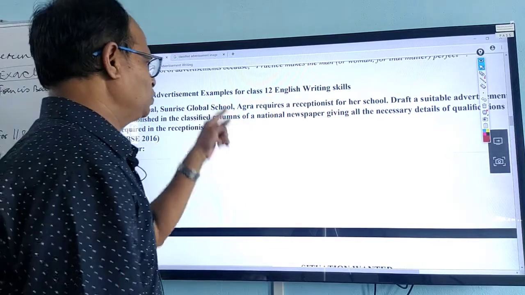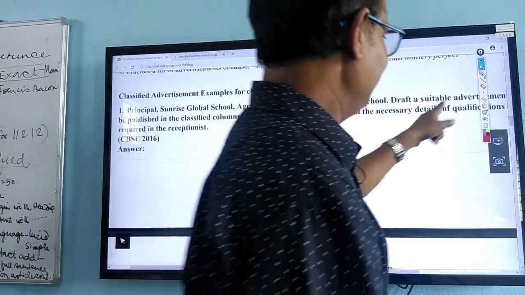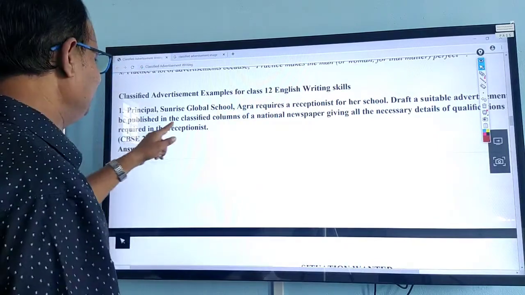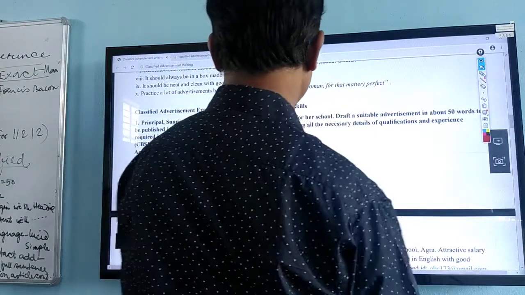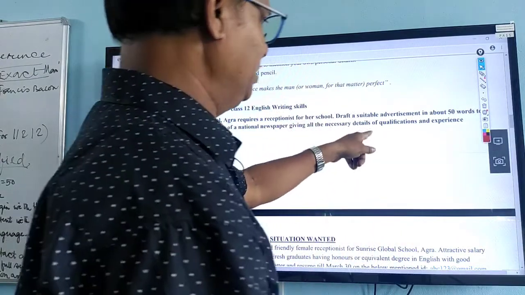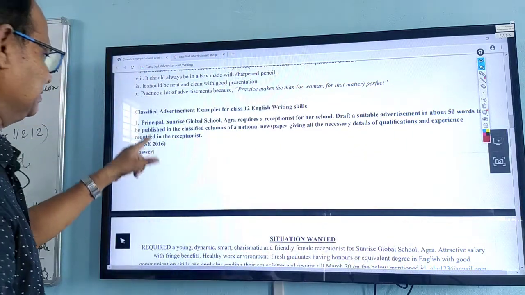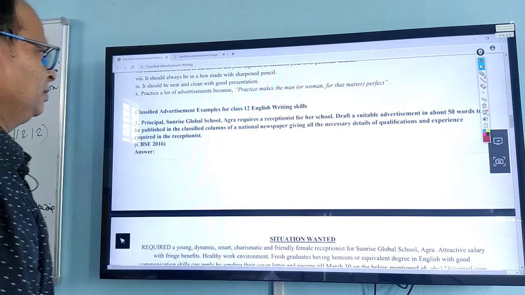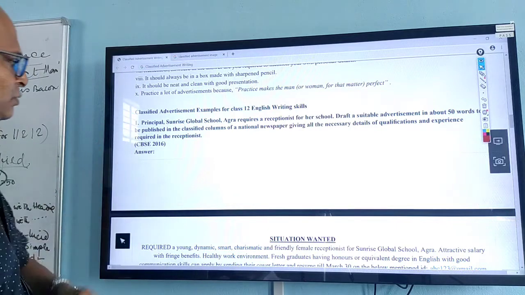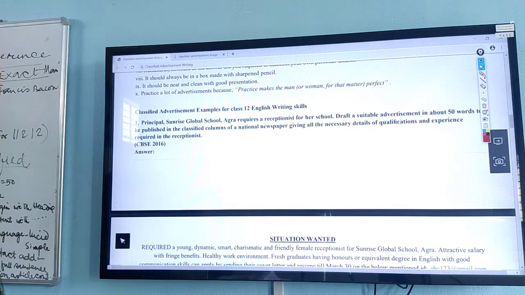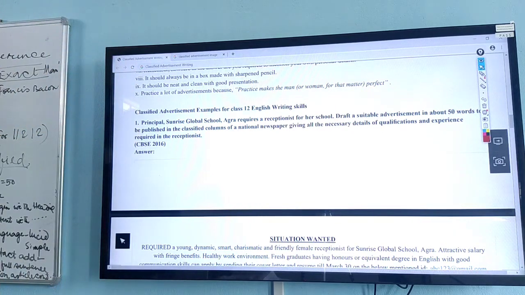Principal, Sunrise Global School, Agra, requires a receptionist for her school. Draft a suitable advertisement to be published in the classified columns of a national newspaper, giving all the necessary details of qualifications and experience required in the receptionist. As you have seen, this question came in CBSE 2016. This is an important question, and this is a classified advertisement.